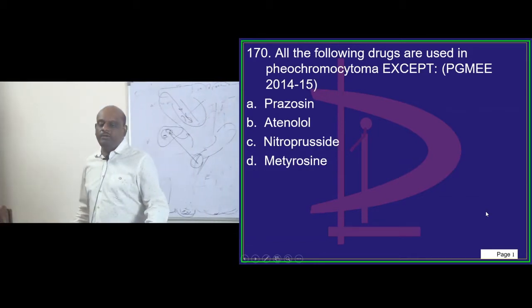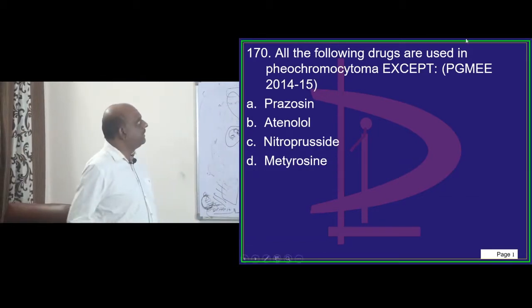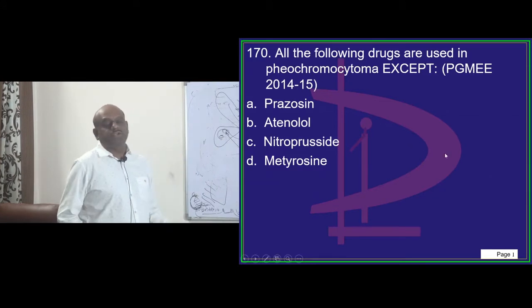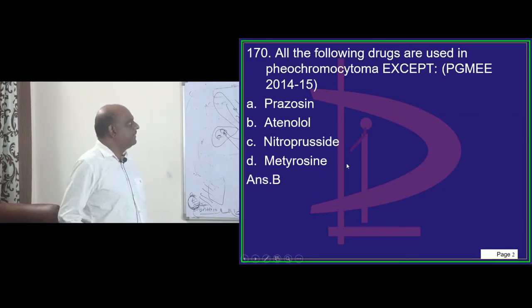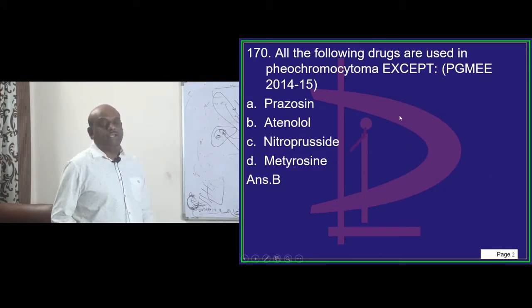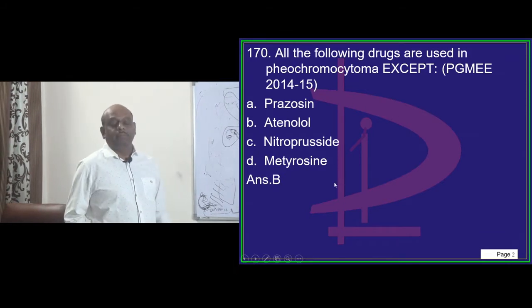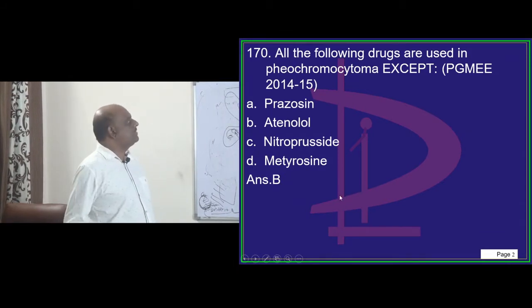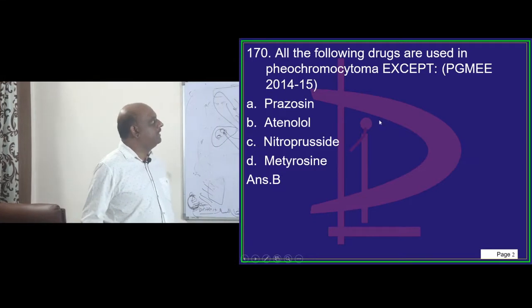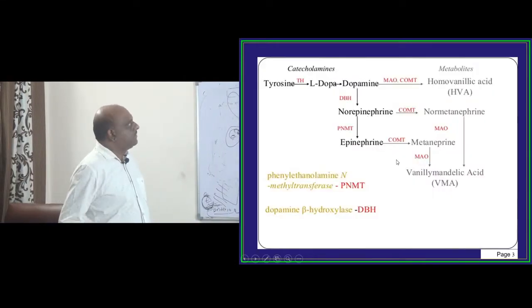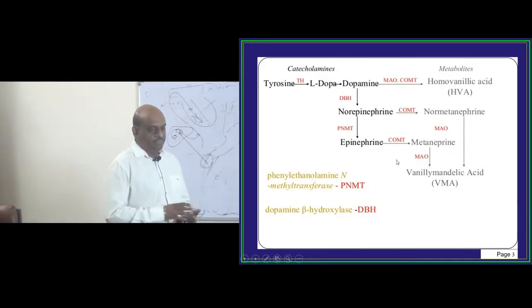Now, continuing our discussion on pheo, what are the drugs which are used in the pheo? We use prazosin, nitroprusside, metyrosine. They are all the ones which are used for the management of the pheo. So, let us quickly run through.